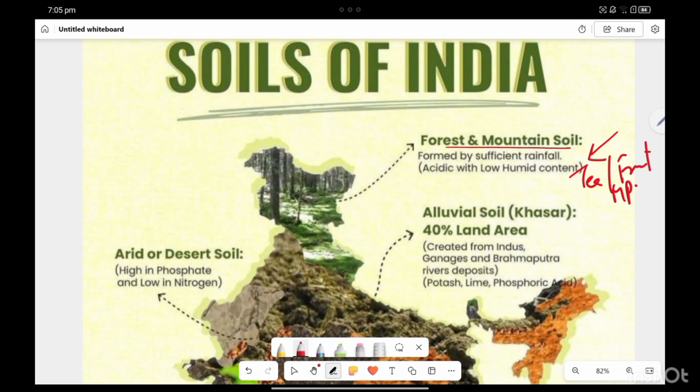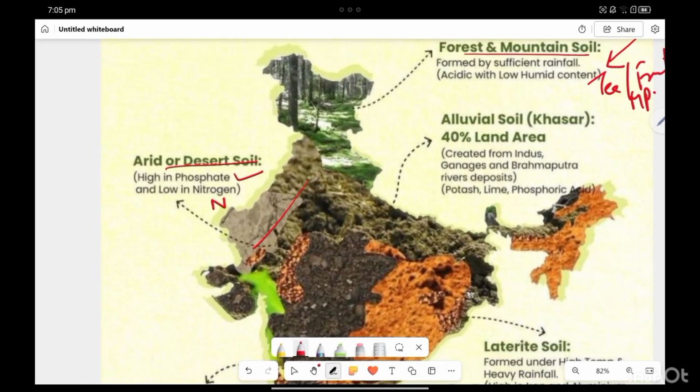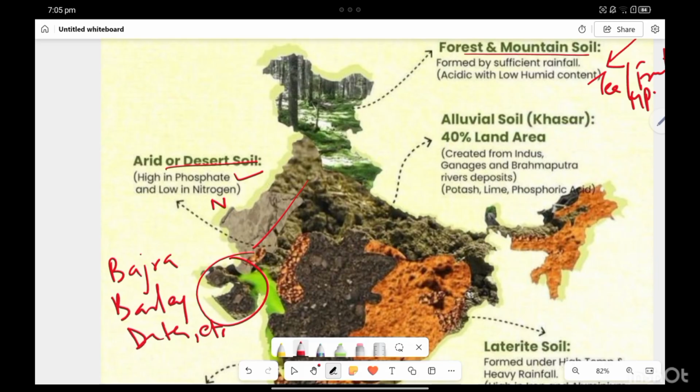Coming to the arid or the desert soil, they're high in phosphate, low in nitrogen, and they are found mostly in the areas of Rajasthan and Gujarat, and they are well suited for the growth of bajra, barley, dates, etc.